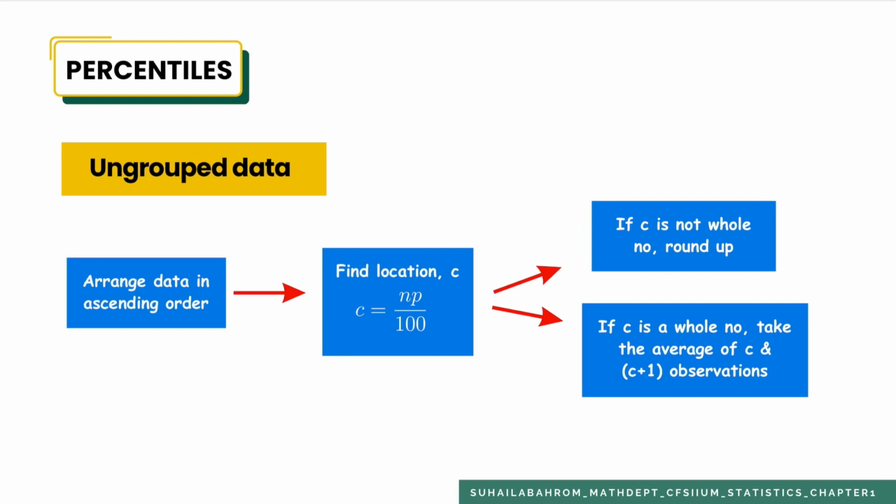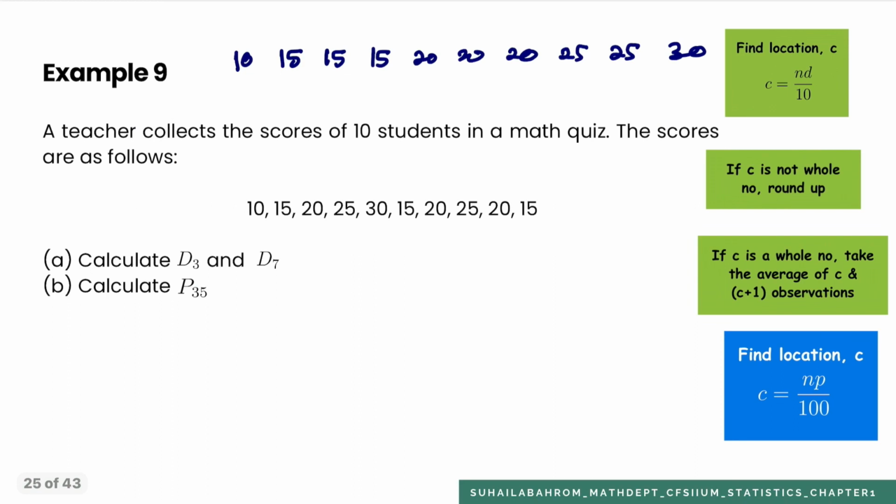Okay, before we move to the example, let's look at the percentile. The difference here is only the formula for the location: n, the number of data, times the percentile that you want to find out, divided by 100. So same as before, there are two possible values of C, whether you get a non-whole number or a whole number. Okay, let's look at this example.